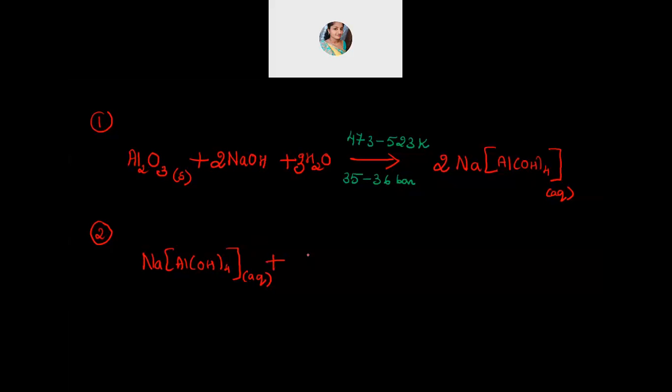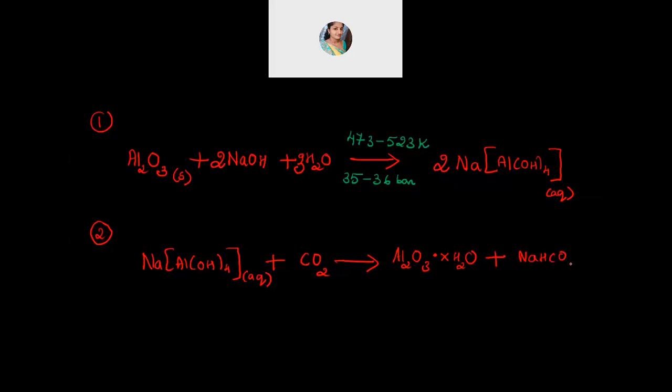To this you are passing carbon dioxide. When you pass carbon dioxide, it will precipitate out in the form of aluminium, see here, Al2O3 hydrate. Hydrate of aluminium oxide will be formed, so Al2O3 with x molecules of water. Along with that, the sodium compound will combine with the carbon dioxide. It is in the solution now, so sodium, water and carbon dioxide form sodium hydrogen carbonate.